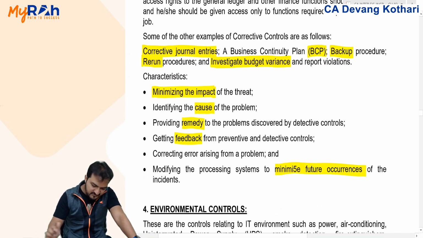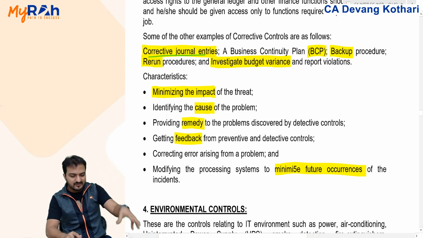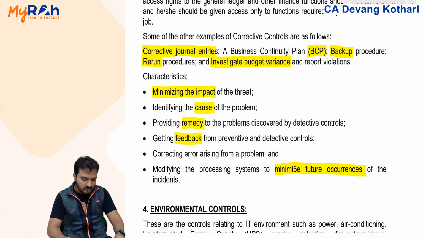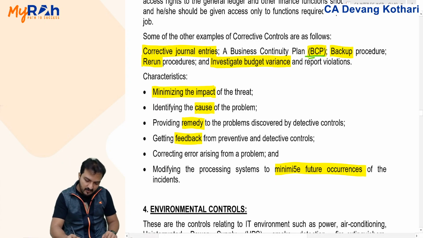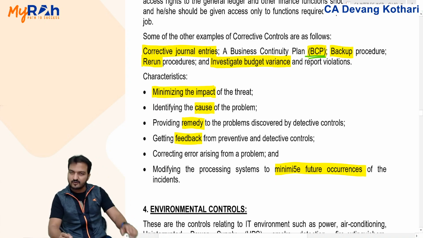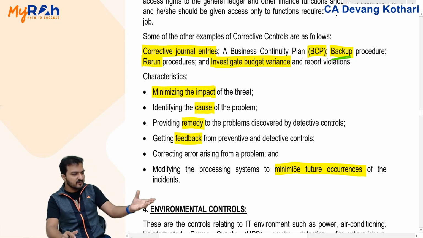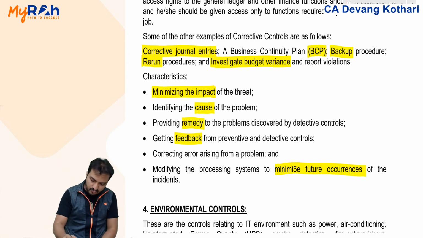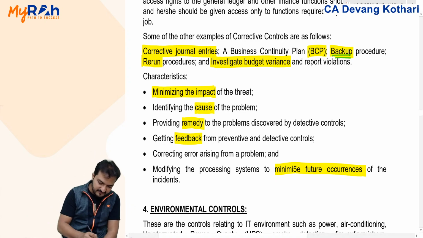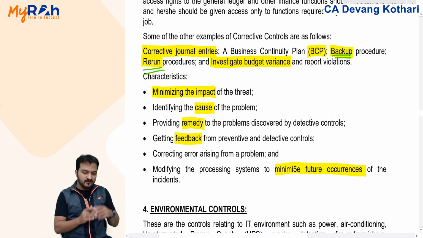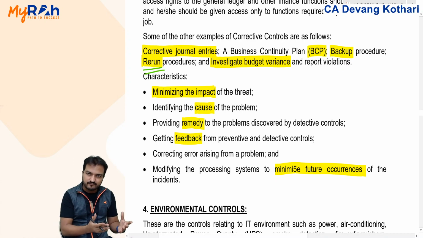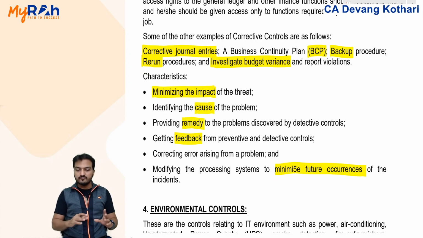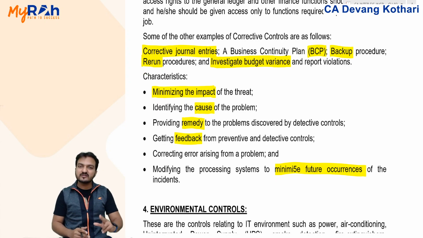Some other examples here: corrective journal entries. If some entries have gone wrong, then you have to make another entry to rectify those old entries, that is a corrective journal entry. Business continuity planning, we will see later in one topic. Backup, you know what a backup is? Backup means creating a copy of your data, so that if something goes wrong, you can get the data back from the backup. So backup is also a part of corrective controls. Rerun: if the processing goes wrong, what do you do? Reprocess. Rerun is like doing the process again.